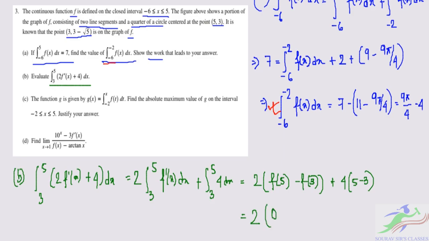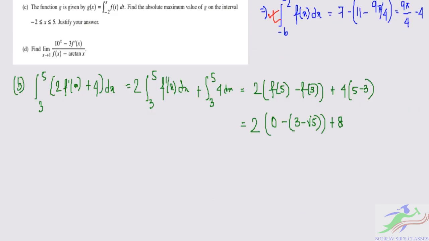So this comes out as 2 times (0 minus (3 minus √5)), as it is given. It is known that the point (3, 3 - √5) is on the graph of f. Okay, so here we have this 2 that is equal to 8.